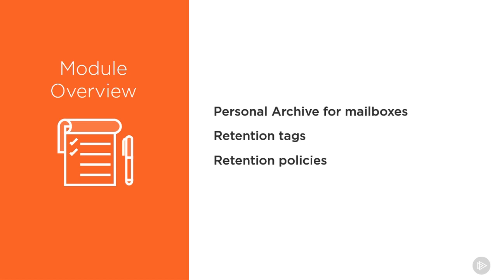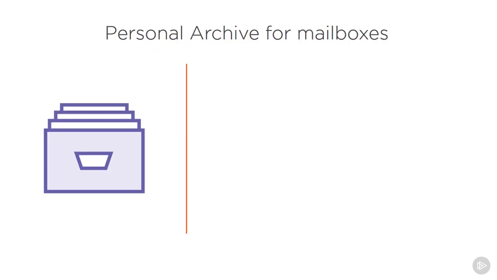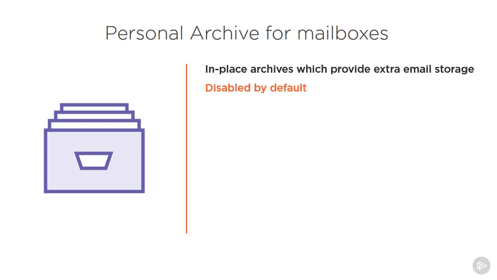So to begin with, we need to understand what these personal archives for mailboxes are all about. Well, they're in-place archives that actually provide some extra email storage. They're disabled by default per user, so at a per user level, we need to go in and enable them. And by doing so, it alleviates the need for the PST files on local computers. Remember those ginormous PST files? We don't need those if we have personal archives set up for our users in Exchange Online.